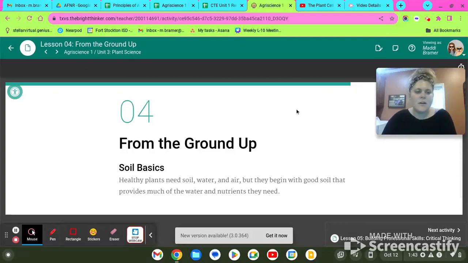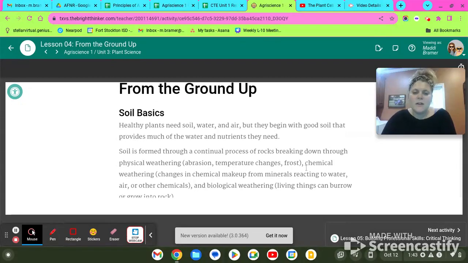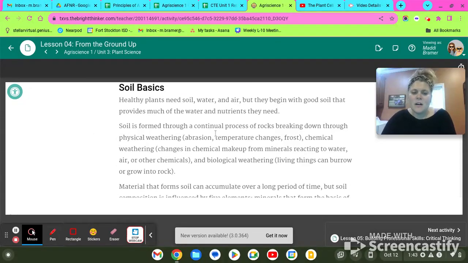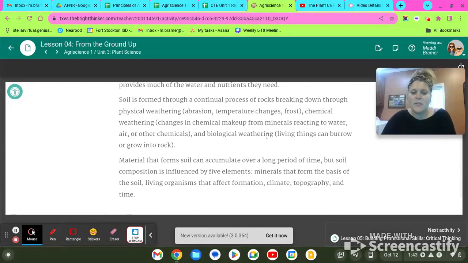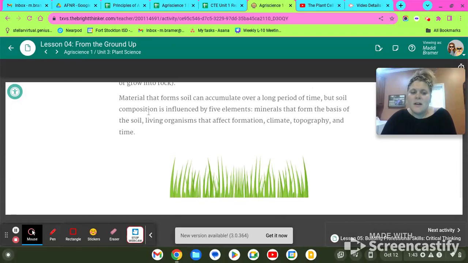All right, guys, so we are still in Unit 3 talking about plants, and one of the most important parts of a plant is what it's grown in. So we're going to talk about soil for Lesson 4. Although there are plants in very rare occasions that can grow without soil, soil still is the number one medium used to grow plants. So it's important that we learn about what really makes up a good soil.